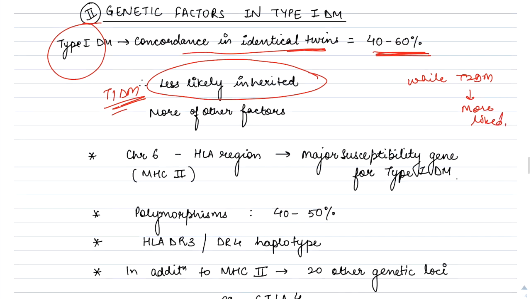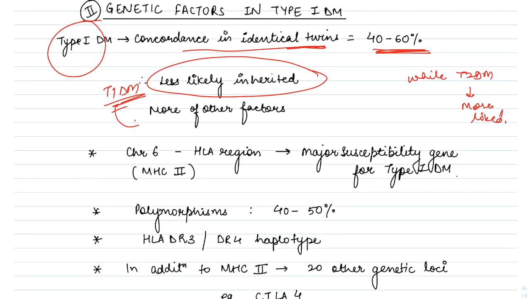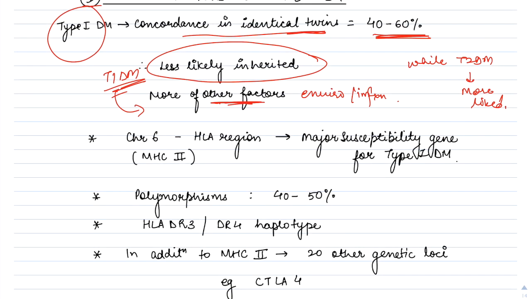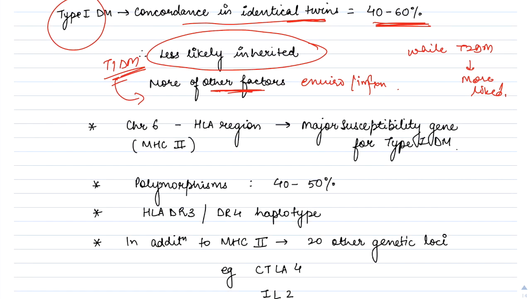In type 1 diabetes, other factors like environmental, immunologic, or infection are responsible for the pathogenesis, and not the genetics. But since 40 to 60% is inherited, we have to study the genes which are responsible or are mutated in type 1 diabetes.